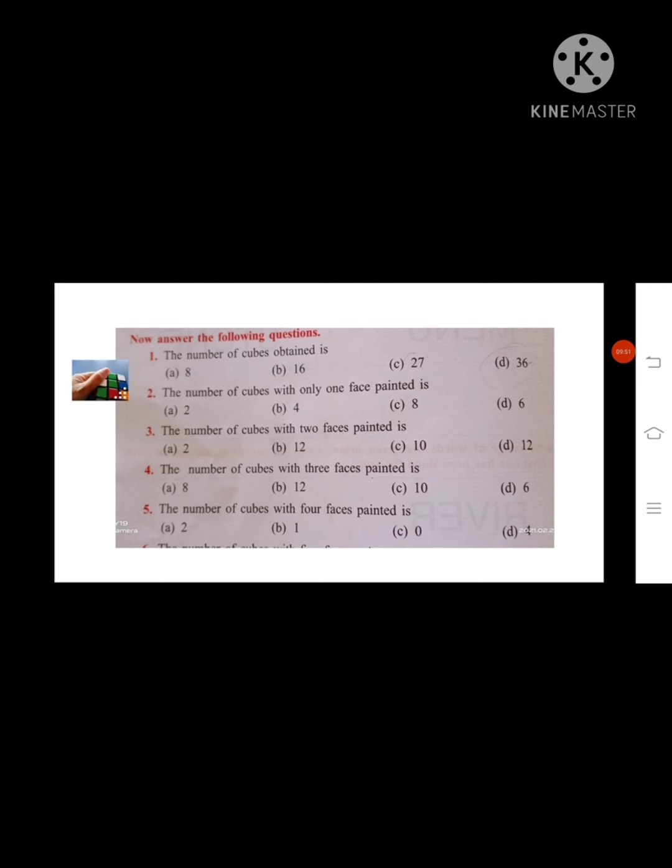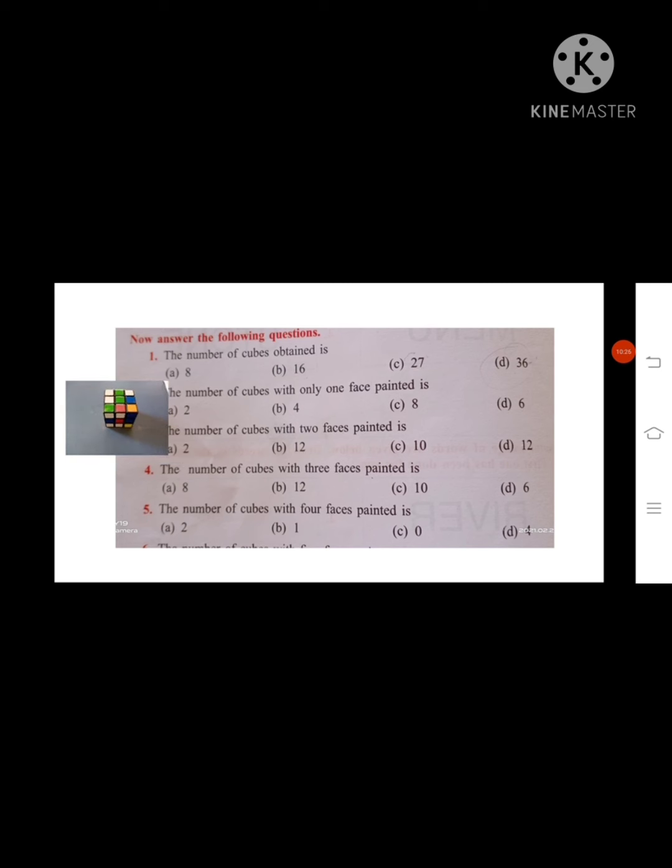In the center we have one block with only one face painted, which means a total of 6 cubes have only one face painted. I hope everyone understands this answer and this question. Next one, the number of cubes with two faces painted. Right now I am only explaining to you, students. I hope you are getting it.